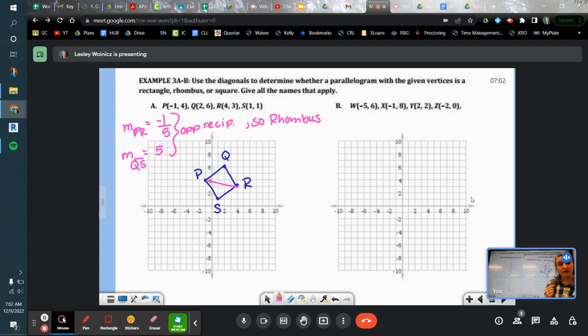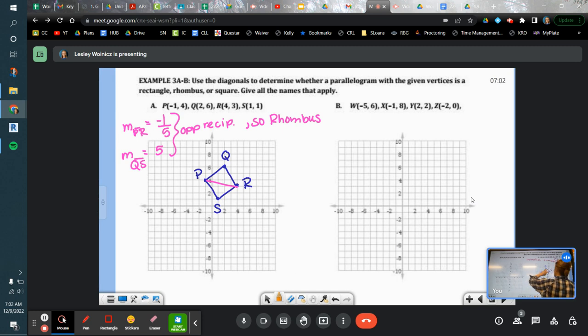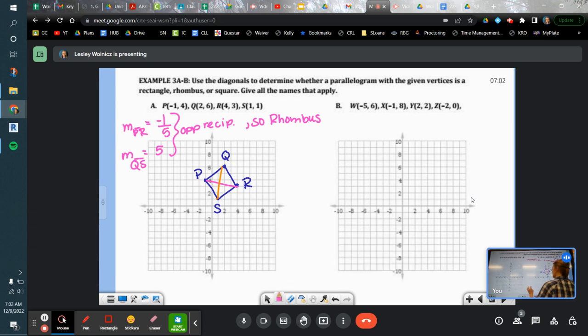So to see if it's a rectangle, we have to see that the diagonals are congruent. So let's draw in the other diagonal, and we can use our a squared plus b squared equals c squared, the Pythagorean theorem. So I'm going to start with PR, the pink one.